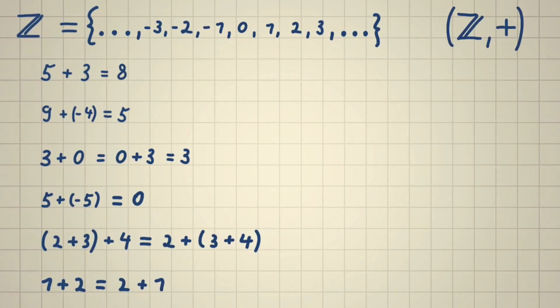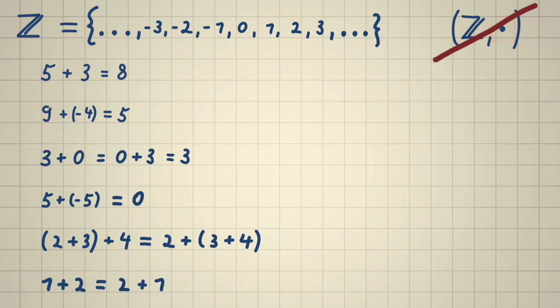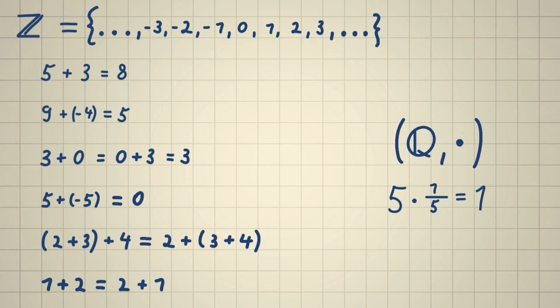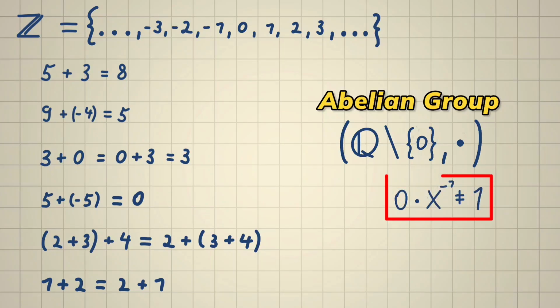So, while the integers form a group under addition, they do not under multiplication, since any integer other than 1 or -1 does not have an inverse element. For example, 5 must be multiplied by this fraction to get 1, which is the identity element for multiplication. But fractions are not integers. The set of rational numbers with the multiplicative operation, however, forms an Abelian group. Right, and in the multiplication group, we always exclude 0, since 0 can never have a multiplicative inverse. 0 multiplied by anything can never equal 1, you know?